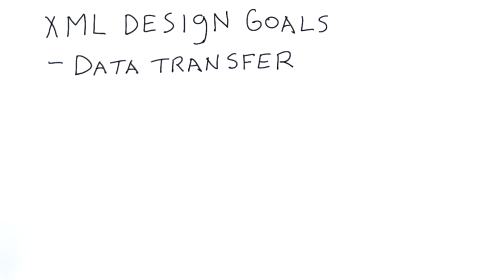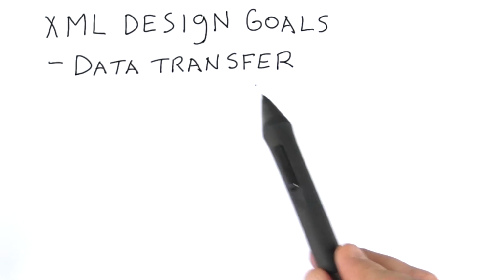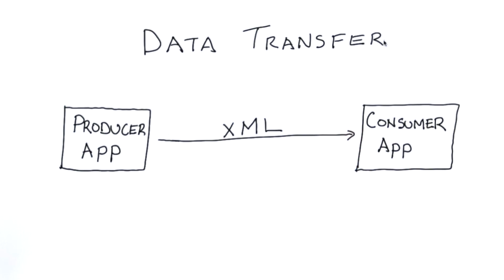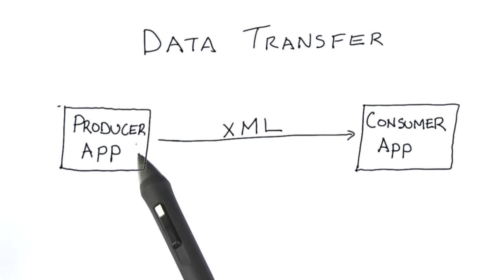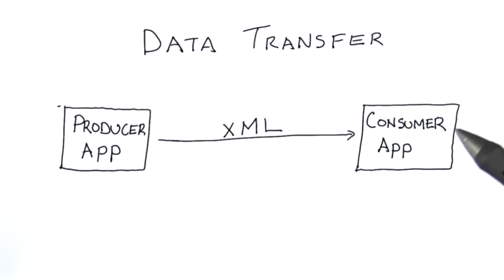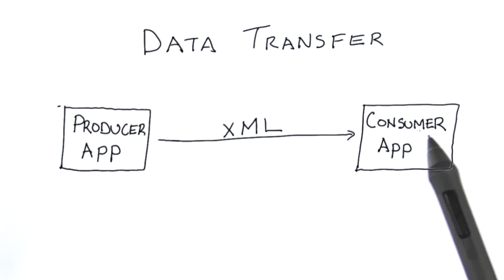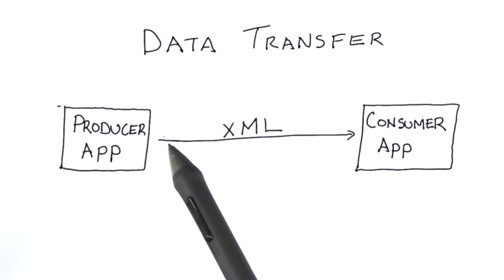XML was designed with a number of goals in mind. One of the most important, for purposes of this class, is that it was designed to provide data transfer that's platform independent. What does that mean? Well, the idea here is that you can have a producer app that's written in any programming language, on any operating system, and any type of hardware, and a consumer app implemented in any other programming language, operating system, or hardware. There is no binding between how the consumer app or the producer app is implemented, because they both agree to speak XML to one another.